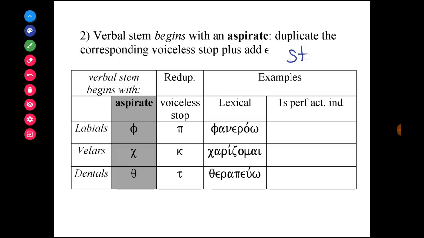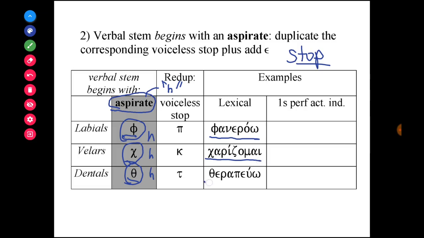So for stop verbs, one special rule is if the first letter of the stem is an aspirate, so it's not just any stop, but the stop that has an H sounding letter to it. For the labials, that would be a phi. For the velars, that would be a chi. And for the dentals, that would be a theta. Notice that each of these letters has an H sound built into the letter. When you reduplicate the stem of verbs that begin with an aspirate, here's the phi, here's the chi, here's the theta.